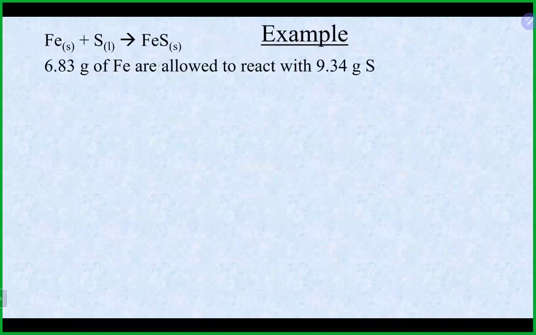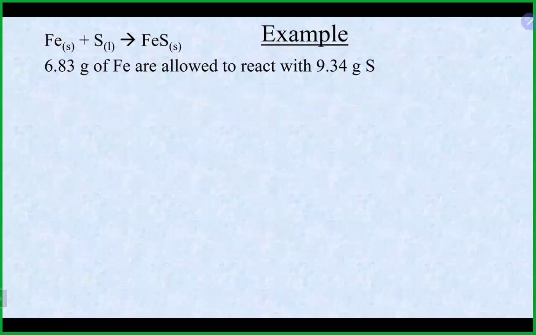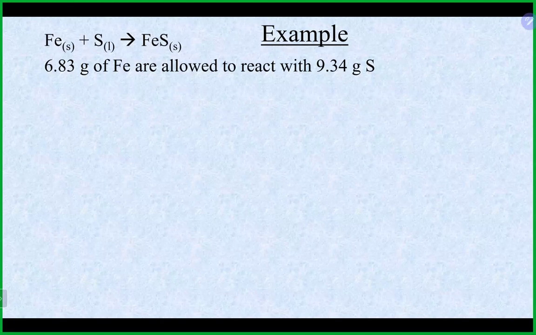All right, so we kind of went through a little example there towards the end, but let's take a look at this one together and go through it. So first off, if we take this reaction here and we are going to react 6.83 grams of iron with 9.34 grams of sulfur, we really want to know how much product we're going to produce. So we want to know basically how much product here.